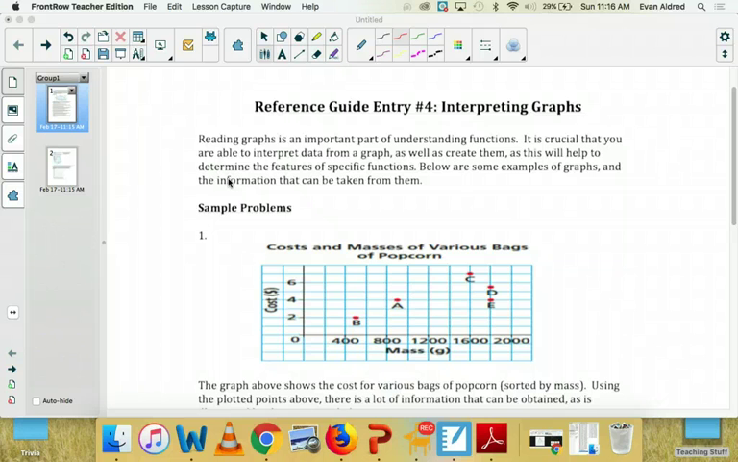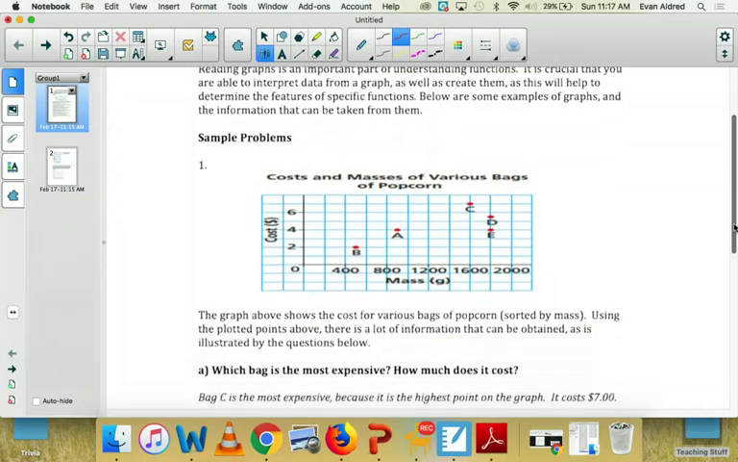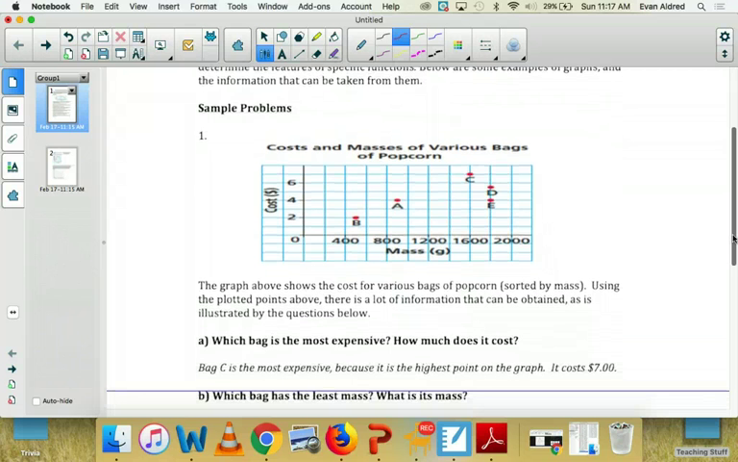All right, so some of the material in this reference guide is going to seem very, very straightforward. The first question that we're going to do will probably seem quite straightforward, but it's important to pay attention to detail when you're doing these problems so that you don't miss anything that may seem obvious. Now let's take a look at the sample problems right now.